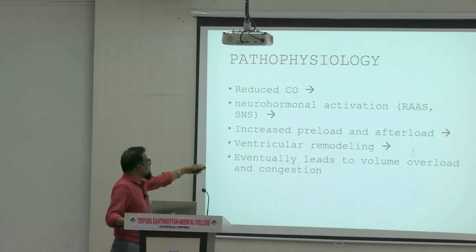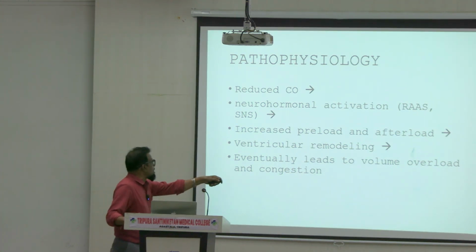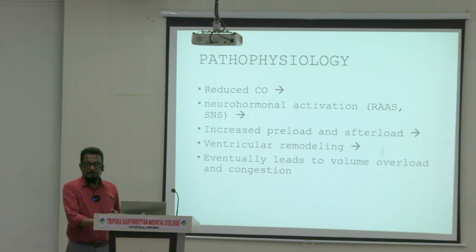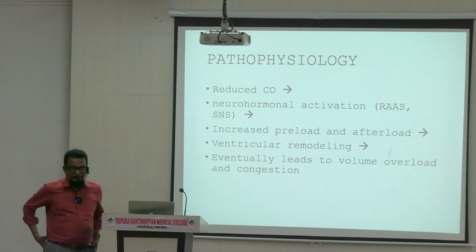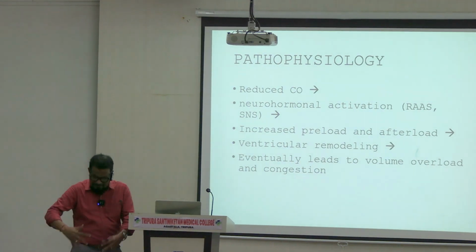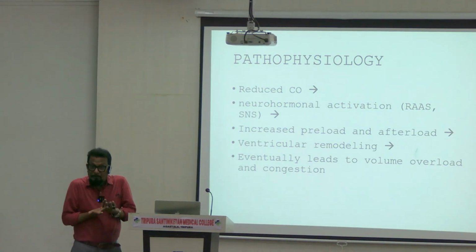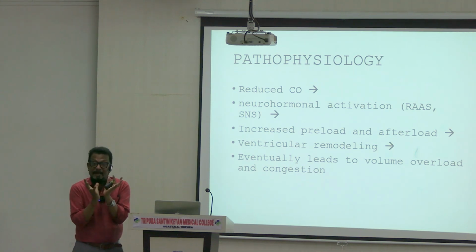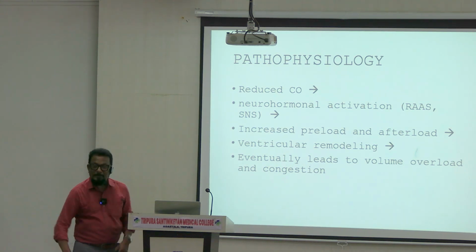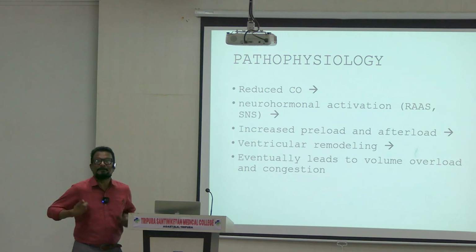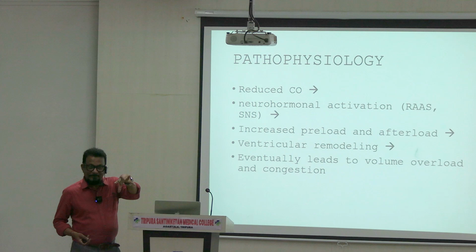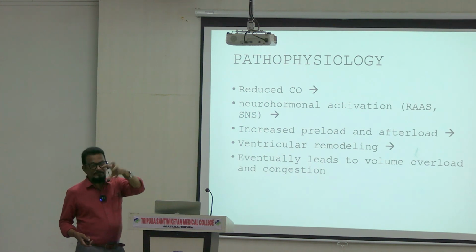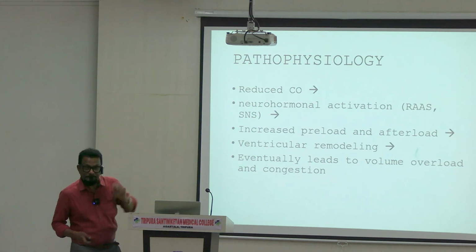Eventually, ventricular remodeling leads to volume overload and congestion. Volume overload means blood will accumulate in the periphery within the blood vessels. It is unable to come to the ventricle. Since the ventricle is unable to eject, there will be a traffic jam in the periphery and a traffic jam in the lung. This traffic jam is due to cardiac failure.